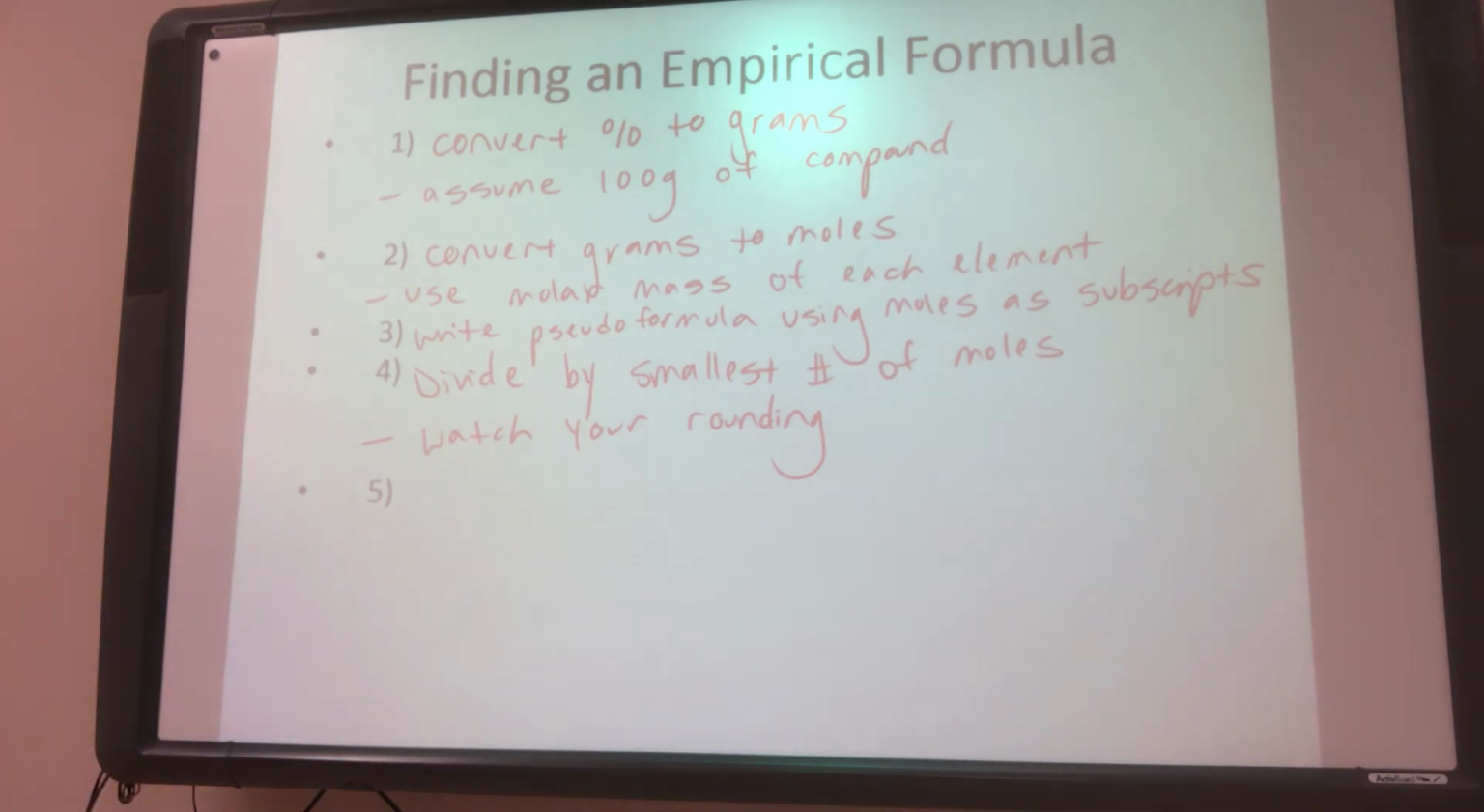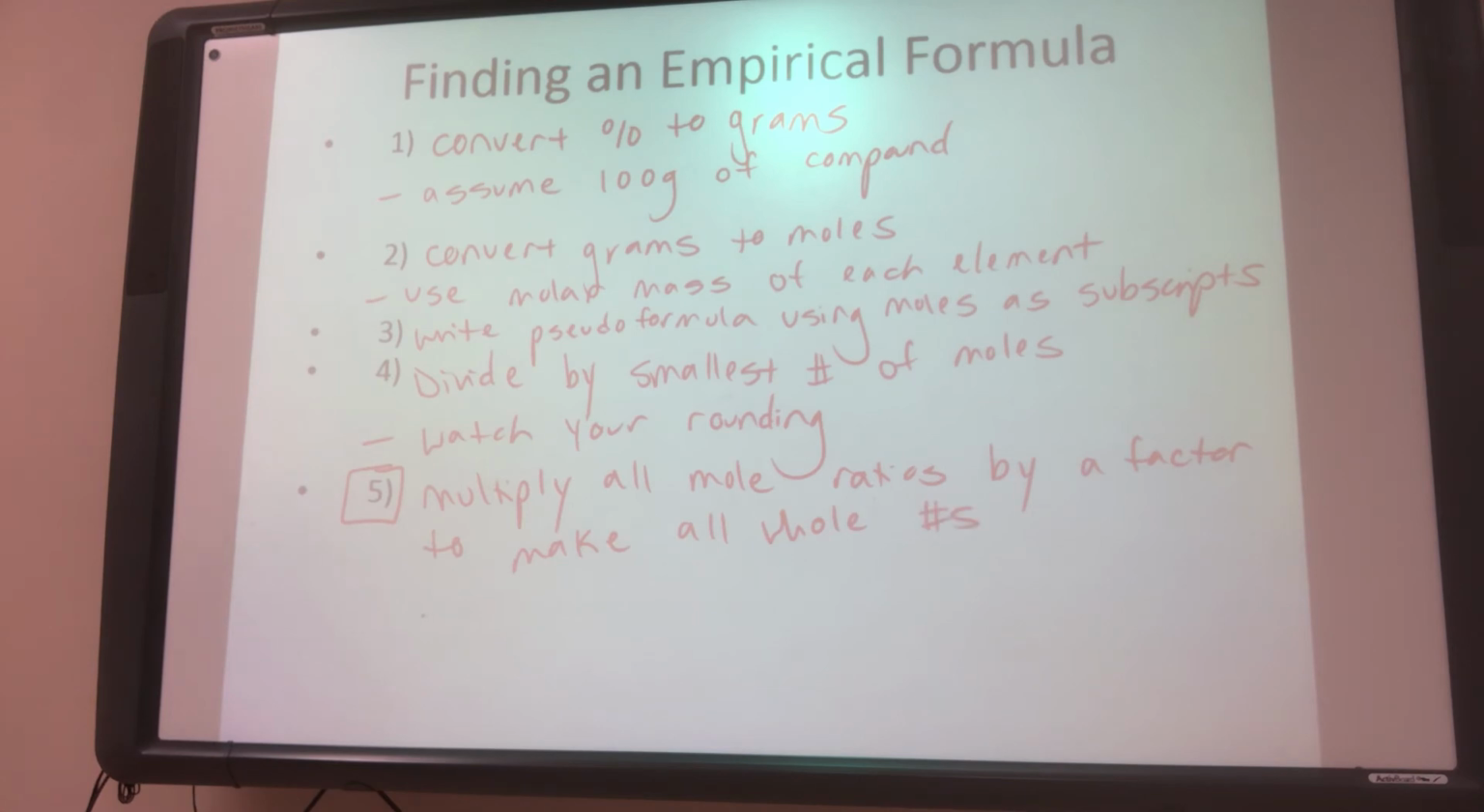All right, step 5. You may or may not have to do step 5. Step 5 just depends on what we get when we do step 4. You might have to do it or you might be done after step 4. Step 5 would be to multiply all mole ratios by a factor to make all whole numbers.